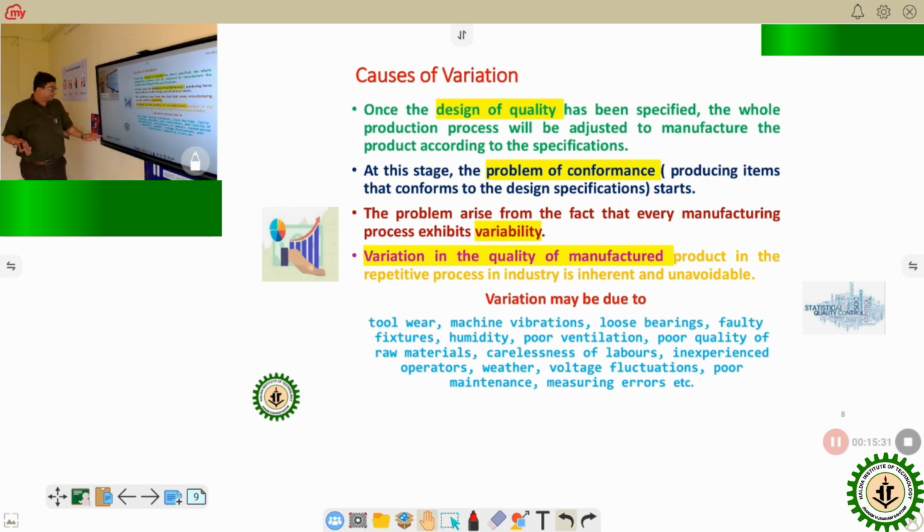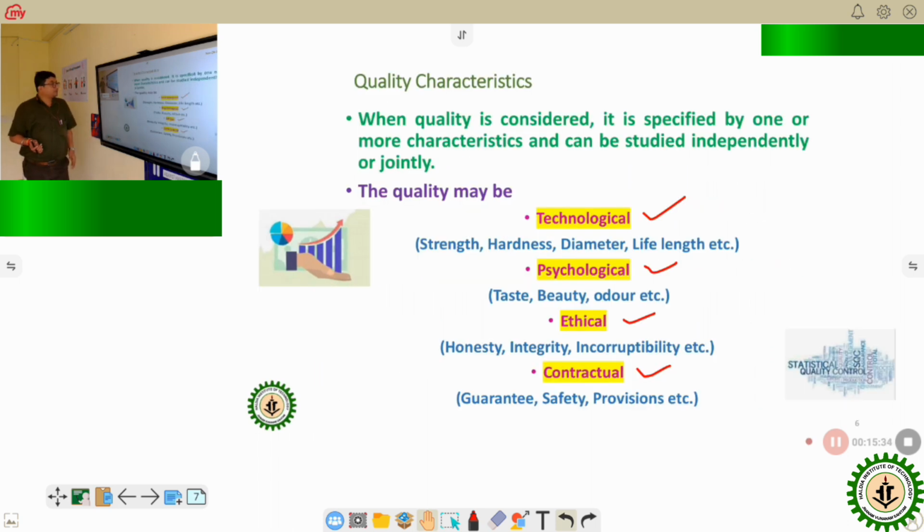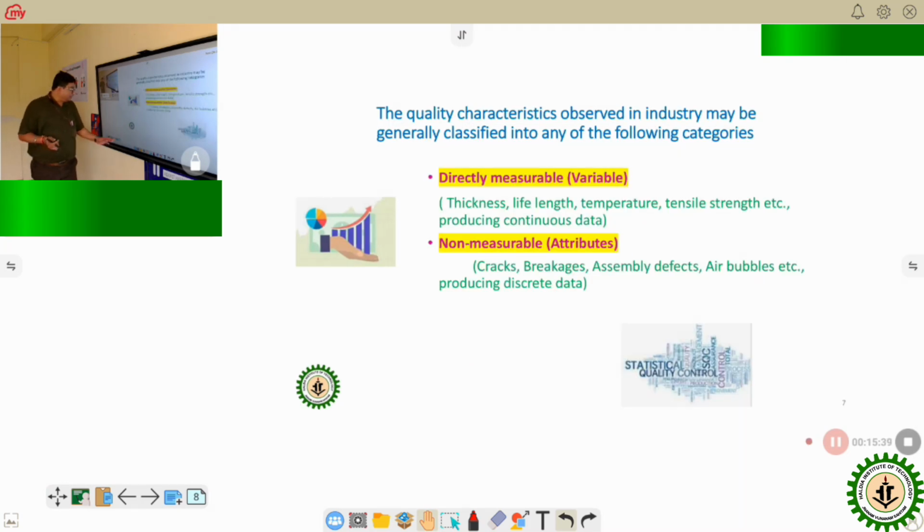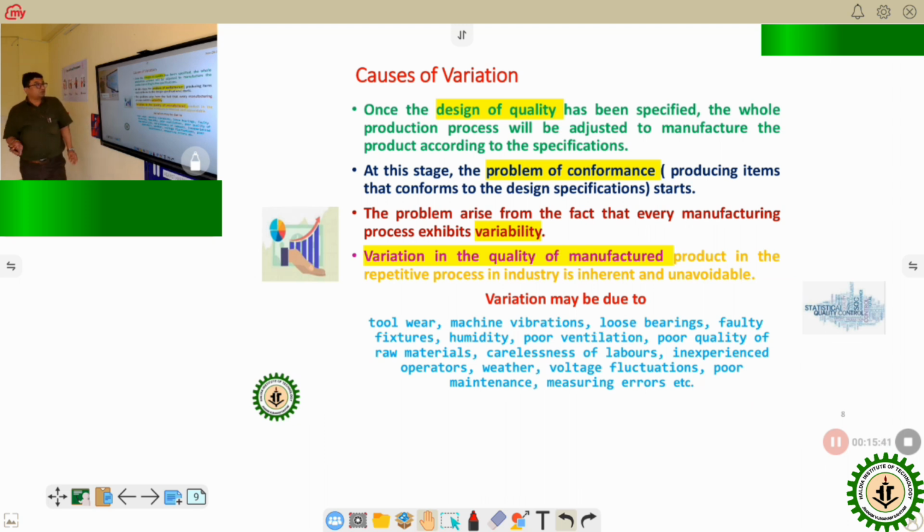So what causes the, this was the technical. Then after the technical we had the quality characteristics, and then finally the causes of variation. So first one is your design of the quantity, next one is your problem of conformance, then the variability that is linked to it, and then the variation of the quantity of manufacture. Now a new terminology is coming, variation. So all the terminologies are known, but each terminology has a specific significance which you need to remember.